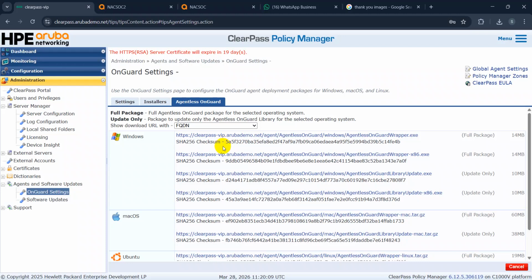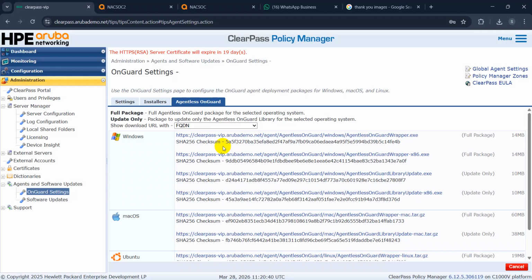Advantages of agentless NAC. First, simplified deployment: agentless NAC is easier to deploy than agent-based NAC because it does not require software installation on endpoints. This reduces management overhead and simplifies the onboarding process for new devices. This is agentless NAC.